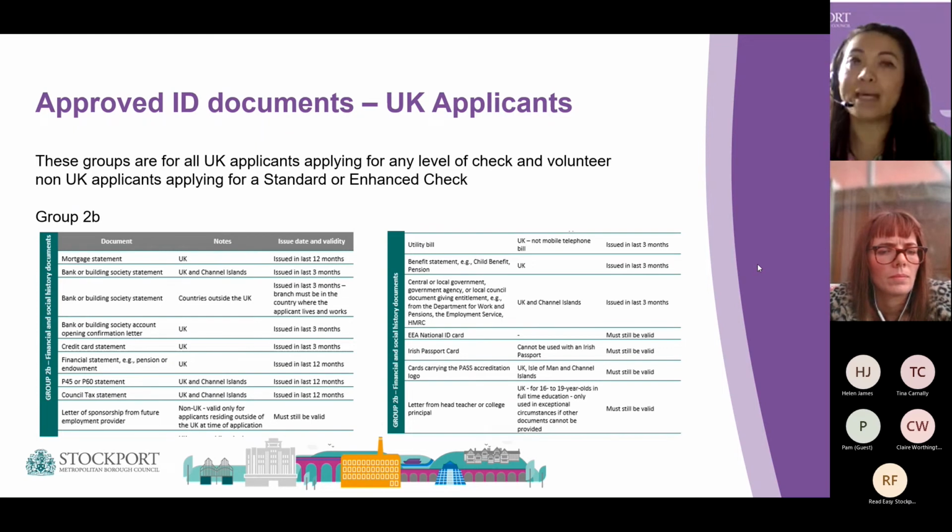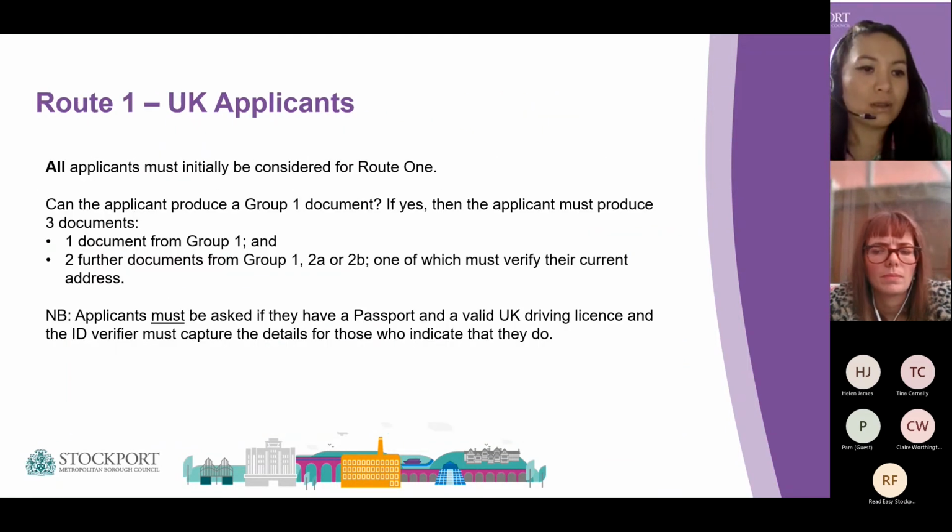And also just a reminder, it has to have the applicant's current address on there as well. So those are the different documents that we can accept. I'll now go on to the different routes that they can go down depending on the documents that they can supply. So the first route is route 1.